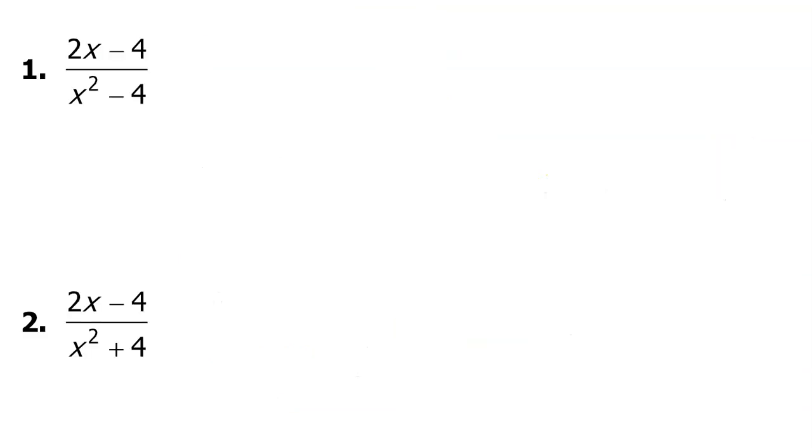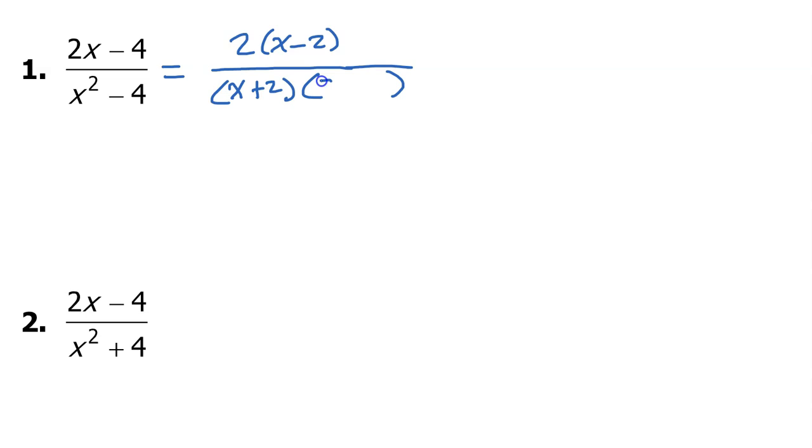In order to identify the discontinuities, we really need to rewrite everything in factored form. So this numerator would be the same thing as 2 times x minus 2. The denominator factors, this is the difference of two squares. So we have x plus 2 times x minus 2. So we are going to have two discontinuities. Notice that we have a common factor of x minus 2.